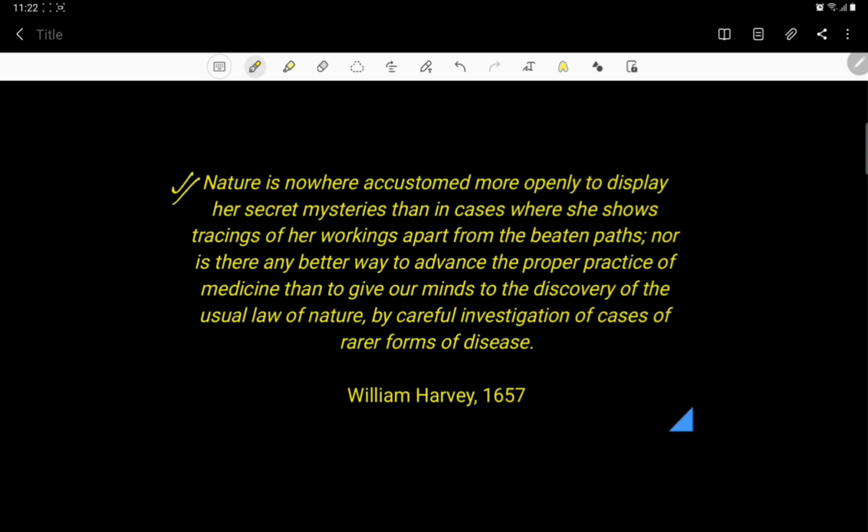So what this statement means is that if you want to know the undiscovered secrets of nature, then the study of rare diseases is the best way to discover those. So that is why we also discuss some rare diseases along with the common ones.